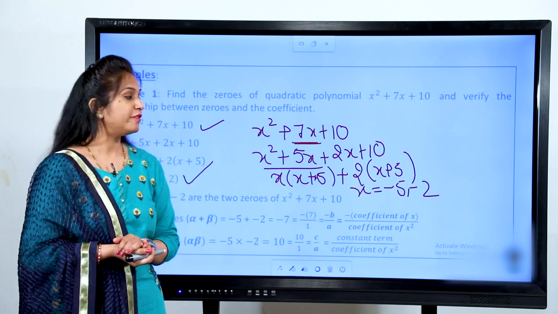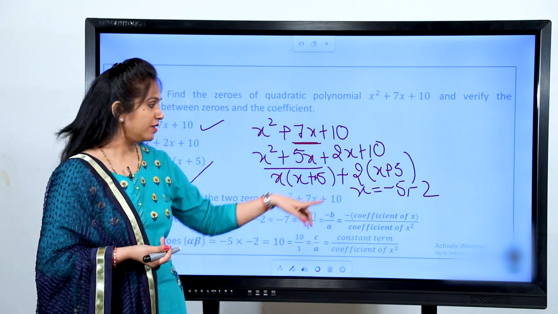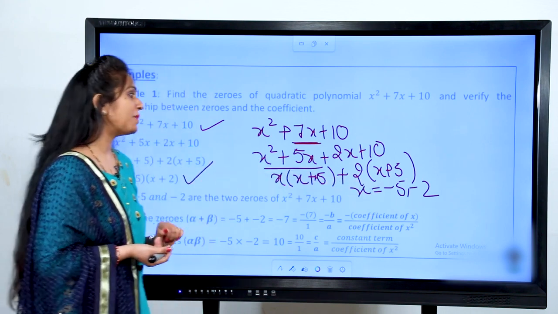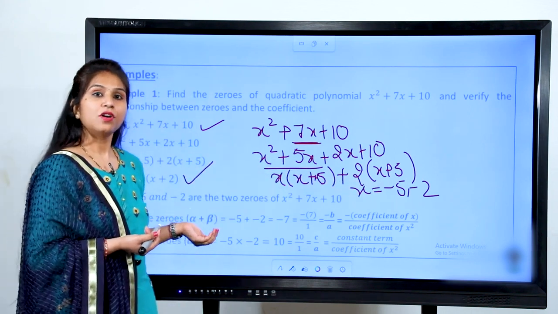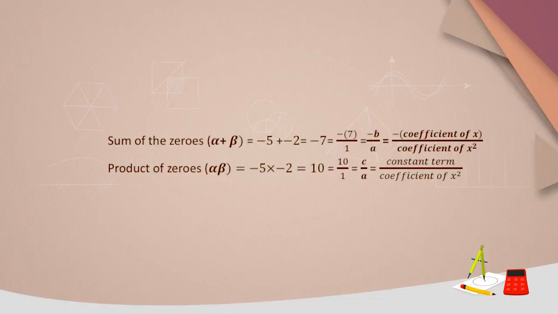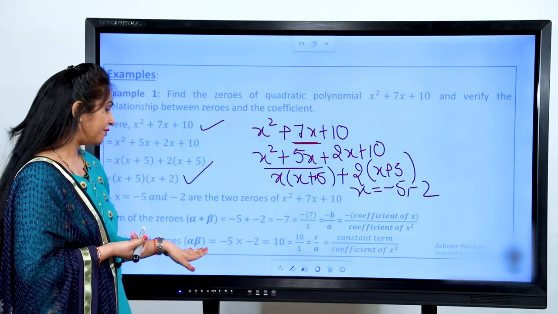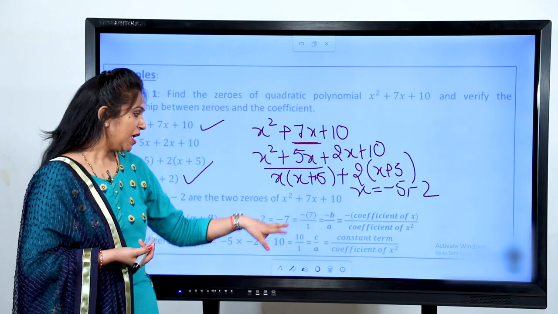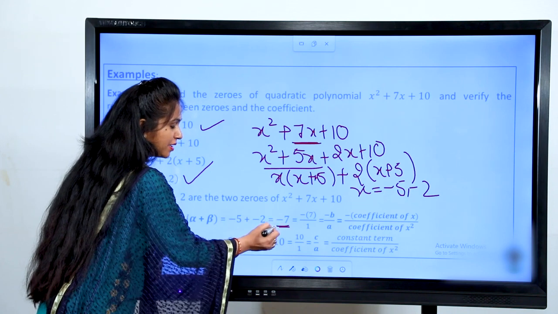Let us denote the first zero by the letter alpha. So my alpha is equal to minus 5 and beta is equal to minus 2. As we already discussed, the sum of the zeros, alpha plus beta, is minus 5 plus minus 2, which gives you minus 7, and the product of the zeros, alpha into beta, is minus 5 into minus 2. When you multiply two negative numbers, the product is a positive number, that is 10.